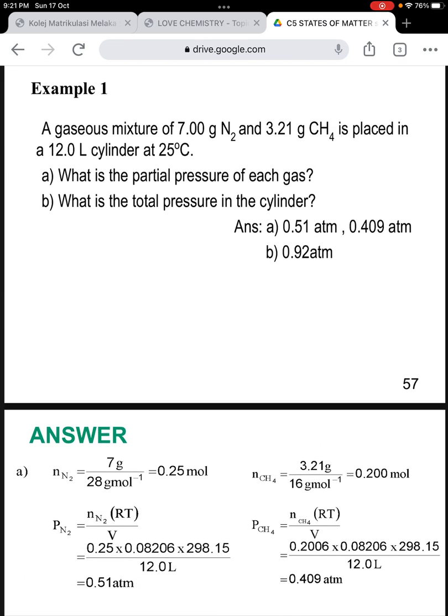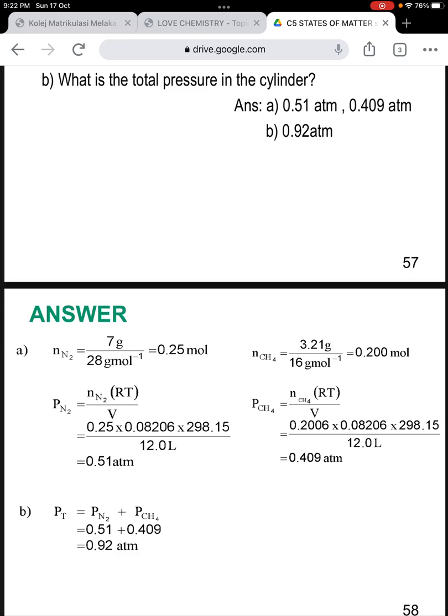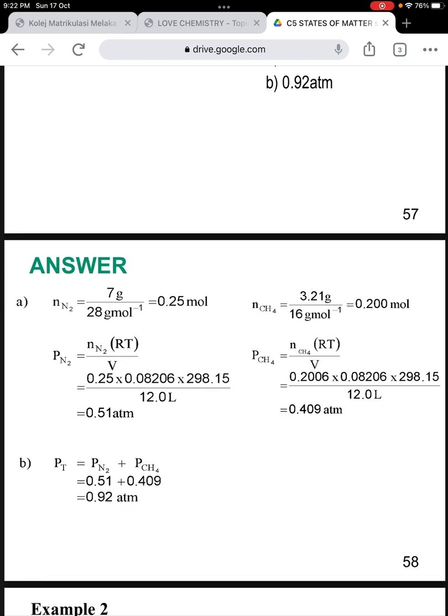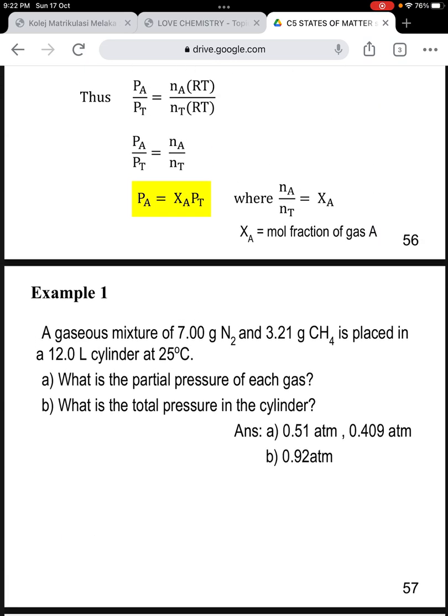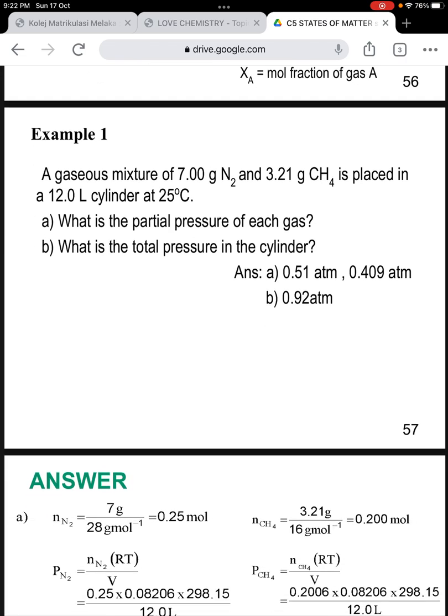Example 1. A gaseous mixture of 7 gram of nitrogen gas and 3.21 gram of CH4 is placed in a 12 liter cylinder at 25 degrees Celsius. What is the partial pressure of each gas and what is the total pressure in the cylinder? To calculate the partial pressure of the gas in the cylinder, we will use this formula, PA equals XA multiplied by PT.